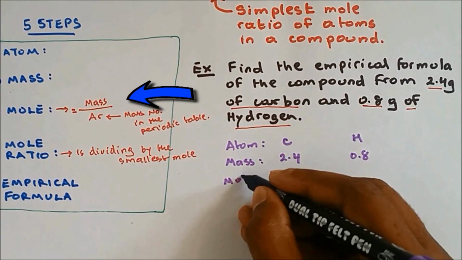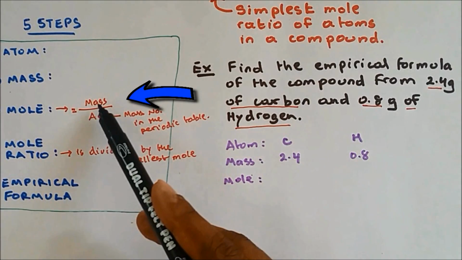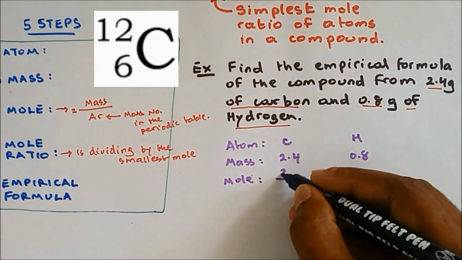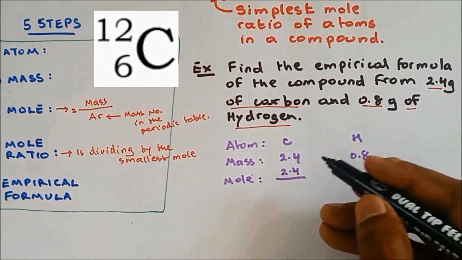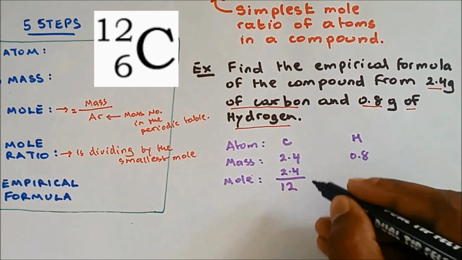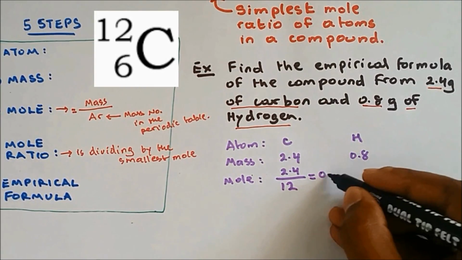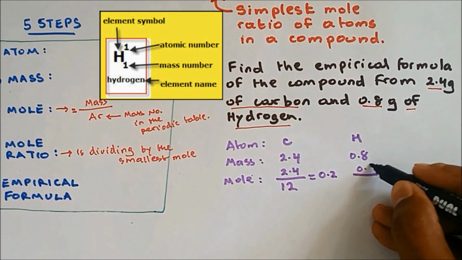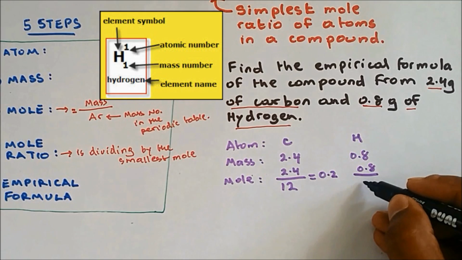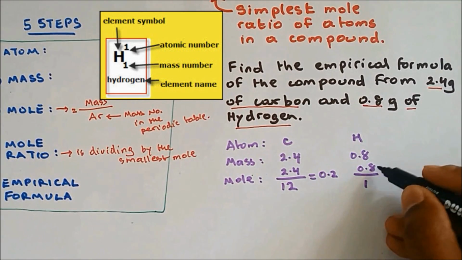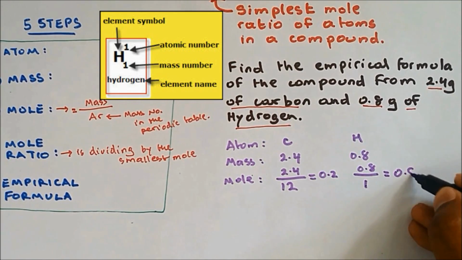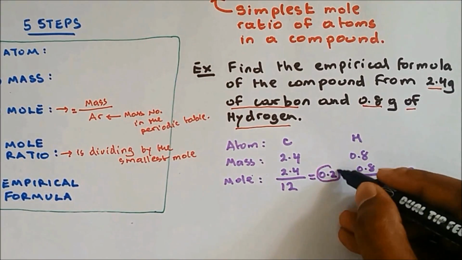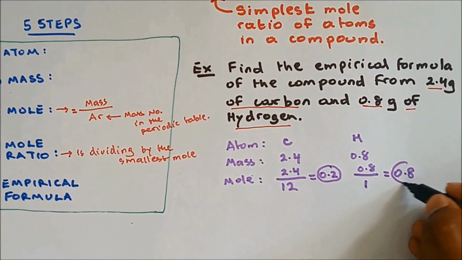Third step is the mole. And we know that mole is mass divided by AR. So mass of carbon is 2.4, and the AR of carbon, if you look in the periodic table, is 12. So it gives us 0.2. And for hydrogen, mass is 0.8 divided by the AR of hydrogen, which is 1. So 0.8 divided by 1 is 0.8. So the mole of carbon is 0.2 and the mole of hydrogen is 0.8.